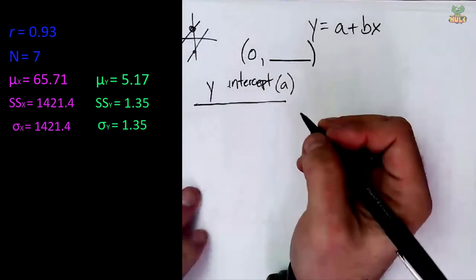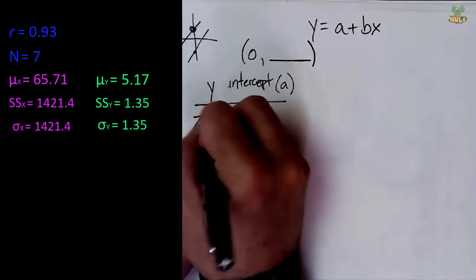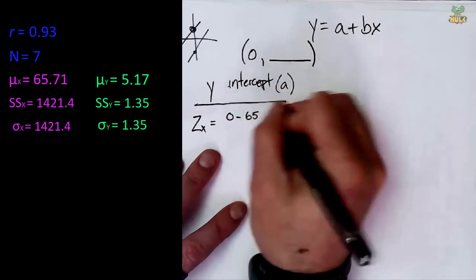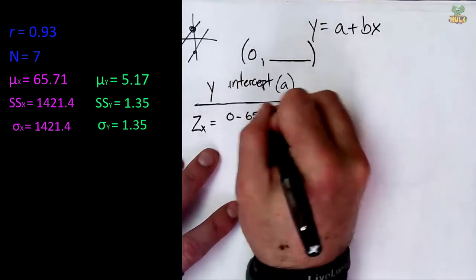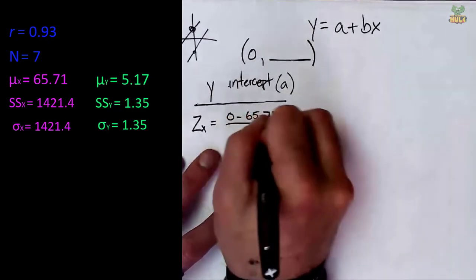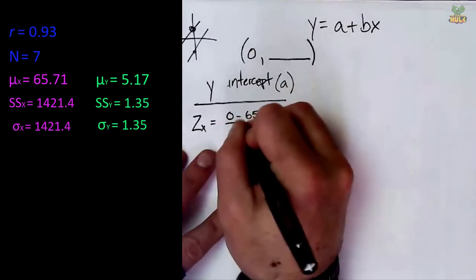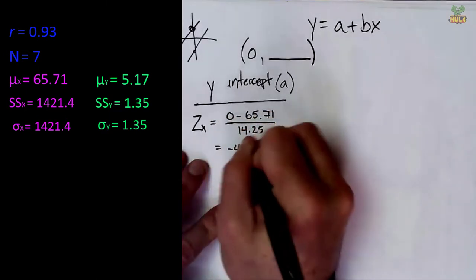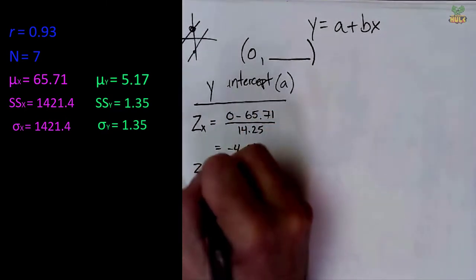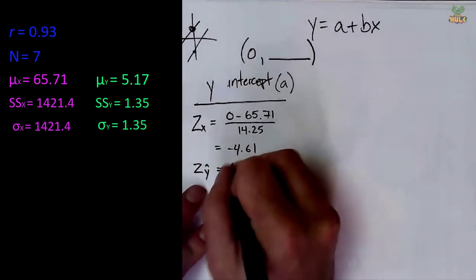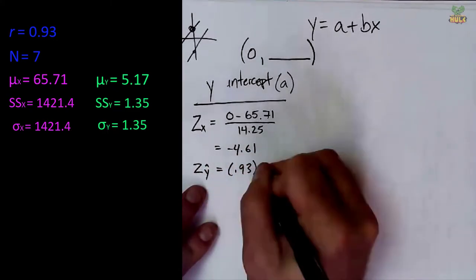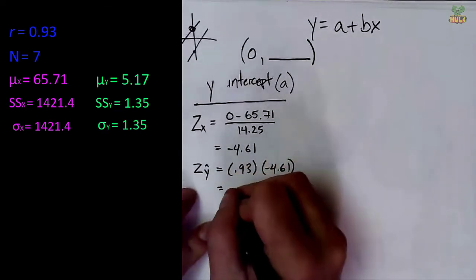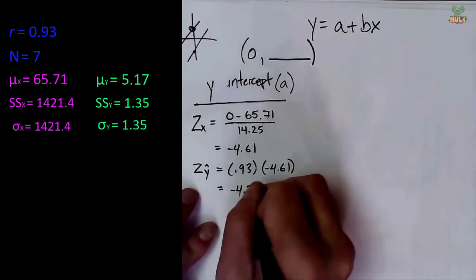The way we're going to do this is with our z-score formula. So we're going to take z of x, set x equal to 0, and subtract off the mean of the x data. Remember, that was 65.71. Divide then by the standard deviation of that data, 14.25, and that'll give us negative 4.61. We now need to find the z of a predicted y from that, so we multiply our correlation coefficient times the value we just got, and we get negative 4.29.